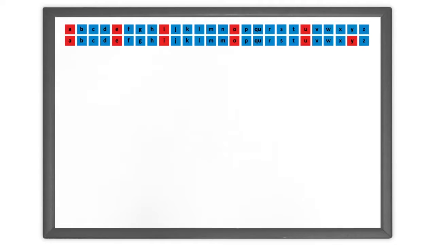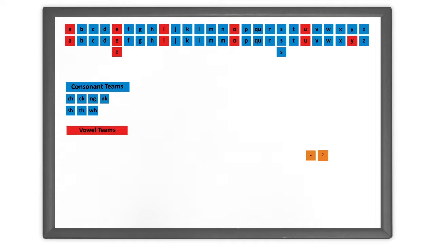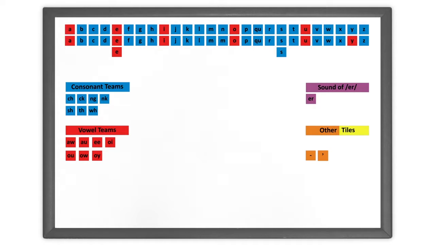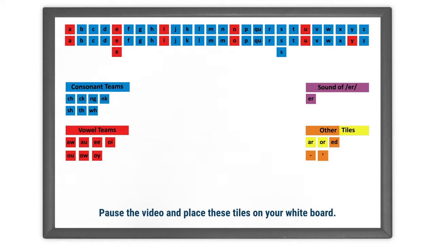First, let's set aside some letter tiles that will be used in the first lesson. If you've already used level 2, you'll already have these letter tiles on your magnetic whiteboard. If not, you will need these tiles. 2 sets of letters A to Z, third E, third S, the hyphen, and the apostrophe, the consonant teams label and these consonant teams, the vowel teams label and these vowel teams, the sounds of label and the ER tile, the other tiles label and the AR, ED, and yellow OR tiles. Now pause the video and place these tiles on your whiteboard.